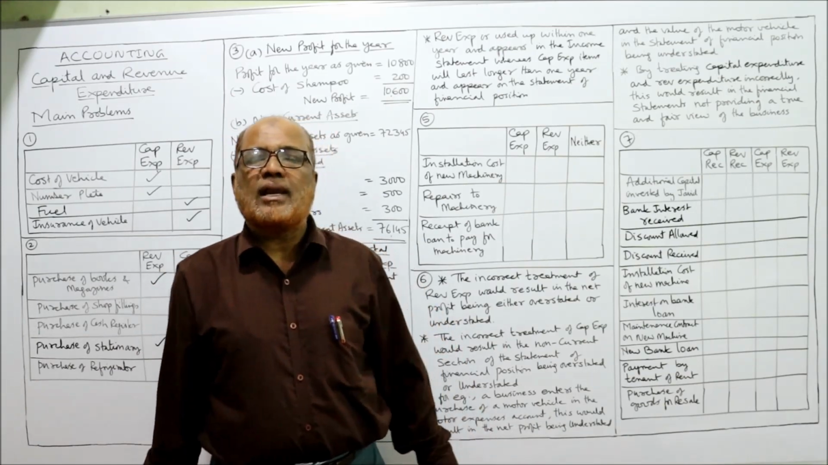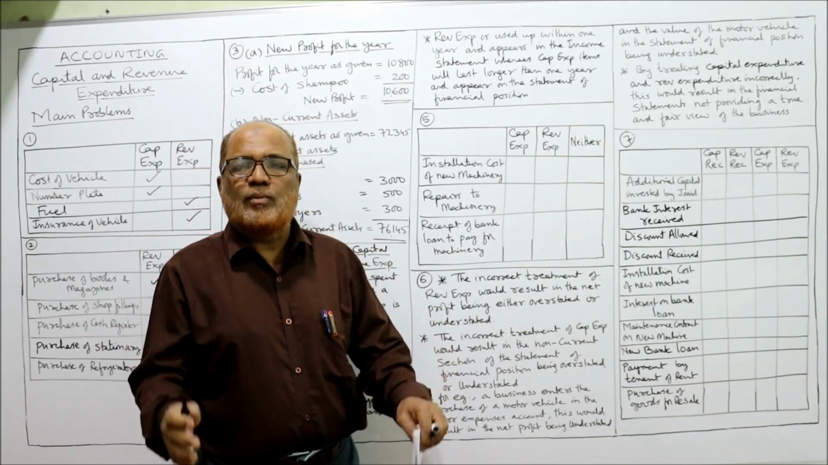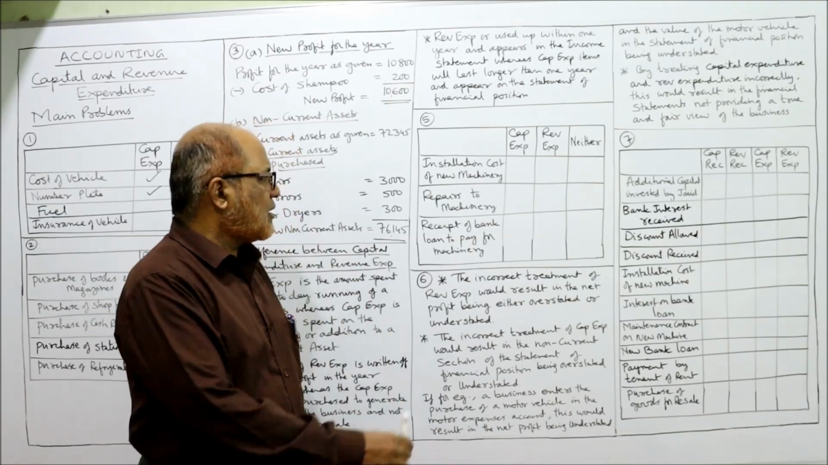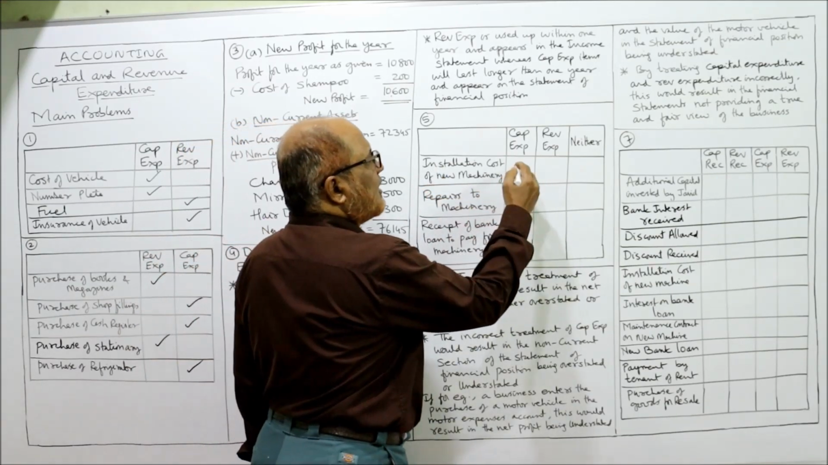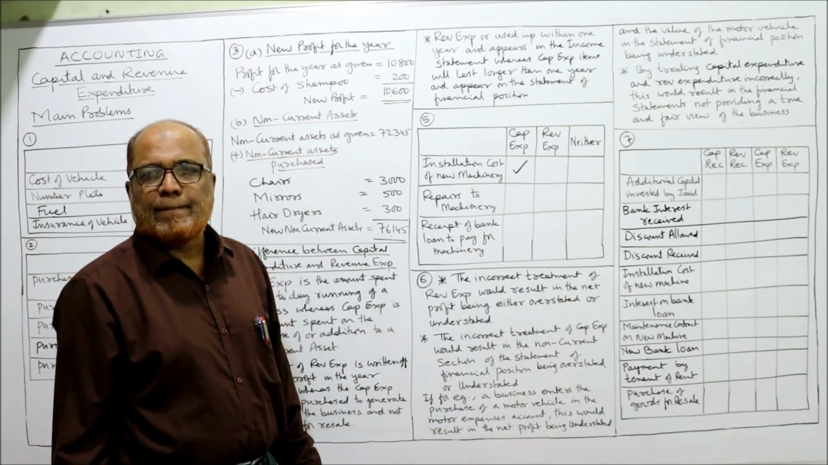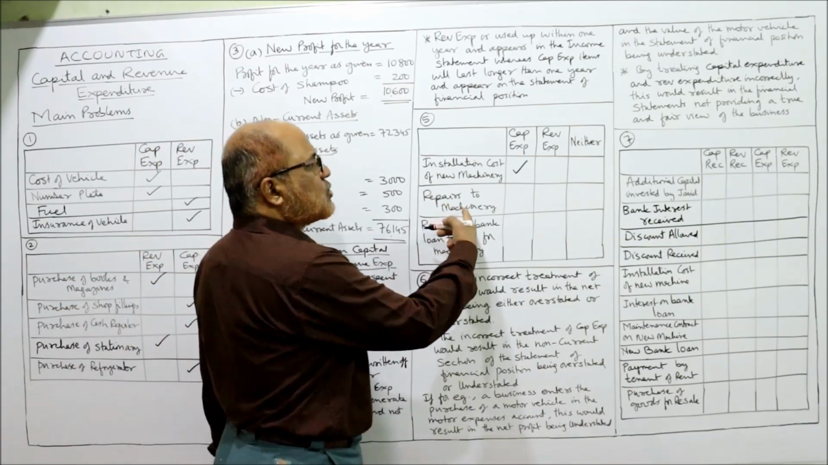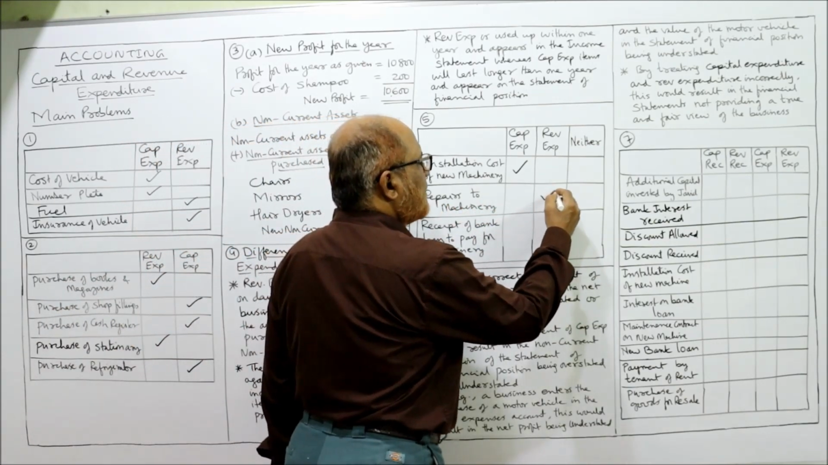First one, installation of a new machinery. When we install a new machinery, it is a capital expenditure. So installation of new machinery, capital expenditure. Repairs to machinery, that is a revenue expenditure, recurring expenditure. So repairs to machinery is a revenue expenditure.